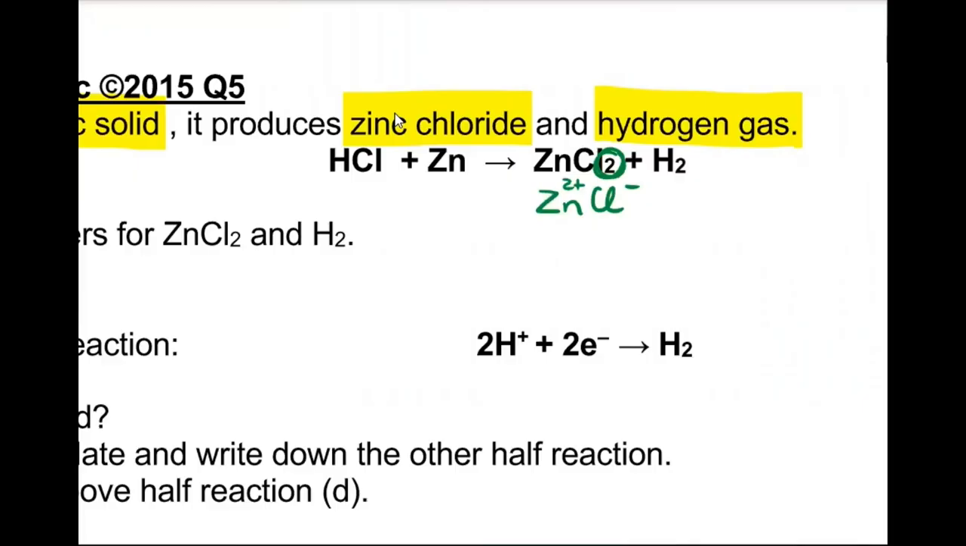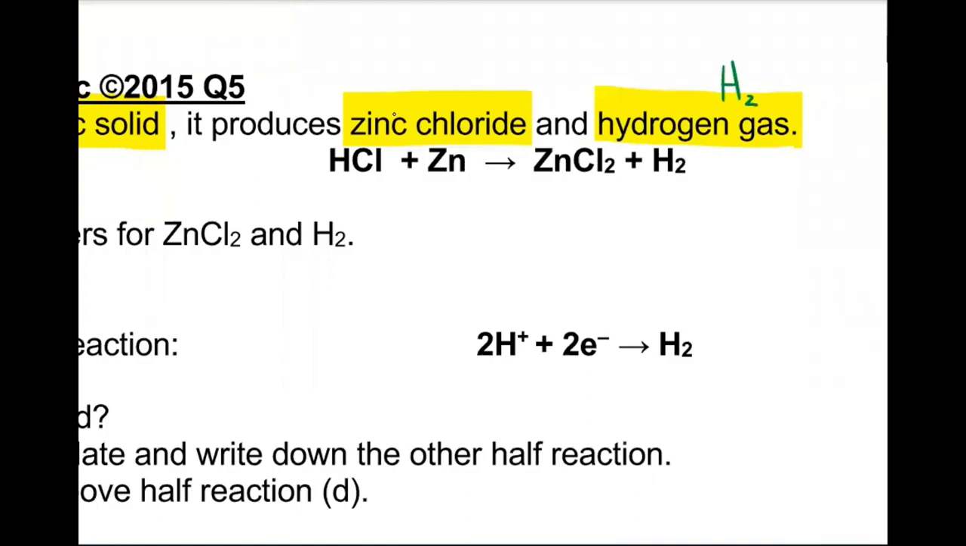But zinc has a valency of 2. Well, chlorine has a valency of -1, and there's 2. And so you need to make sure that you form the correct formula. And here, it's a polyatomic ion, diatomic molecule, hydrogen gas. I know they give this to you, but please just be wary.